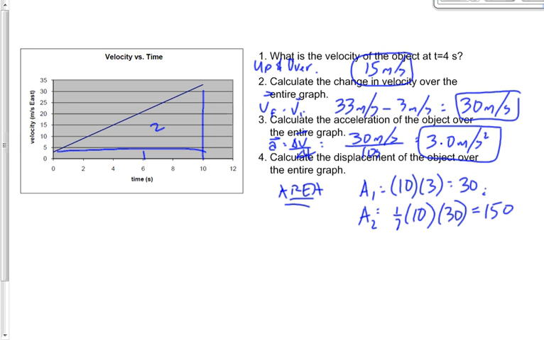We add those together. And we get a total area of 180 meters, or a displacement of 180 meters.